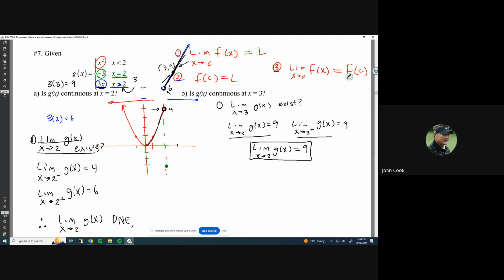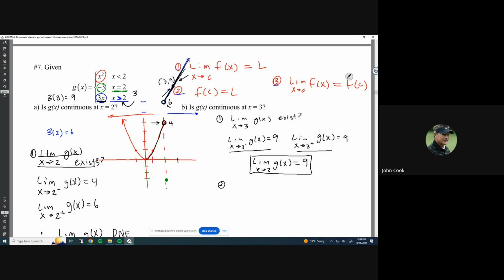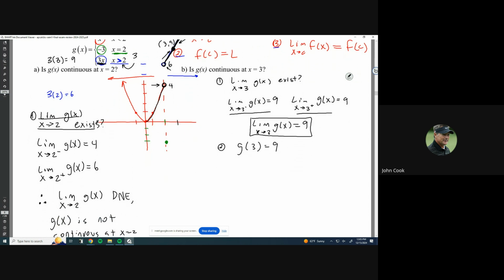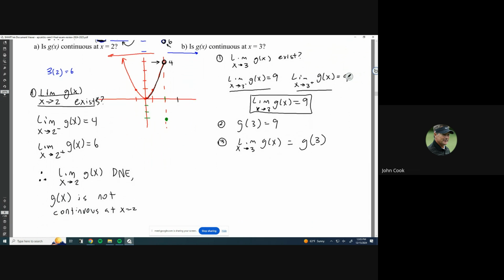So that's step 1. Step number 2, the coordinate actually does exist. It's right there on the graph. g of 3 is equal to 9. And then lastly, step 3, the limit as x goes to 3 of the function g of x is equal to the actual value of g of 3. Since these three things are true, I can say without any doubt that g of x is continuous at x equals 3. So there you go. That's all you need to do for number 7.